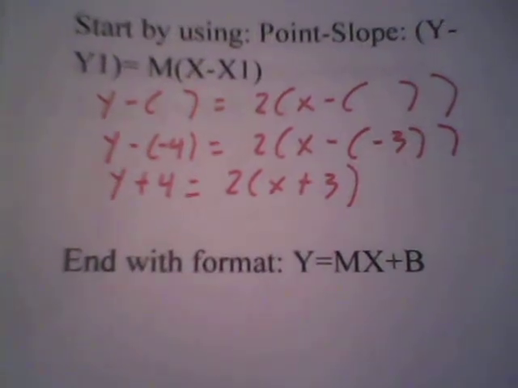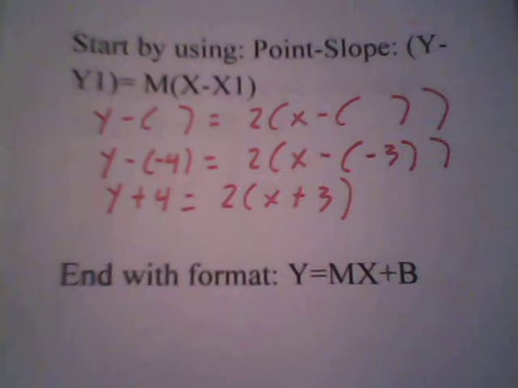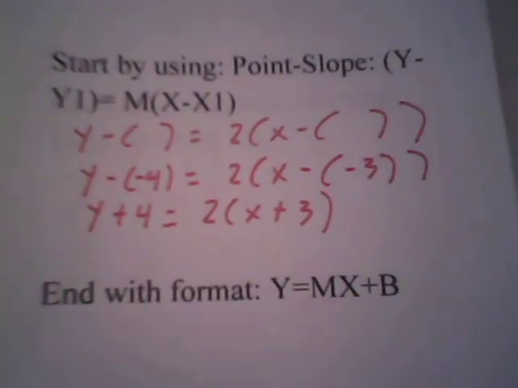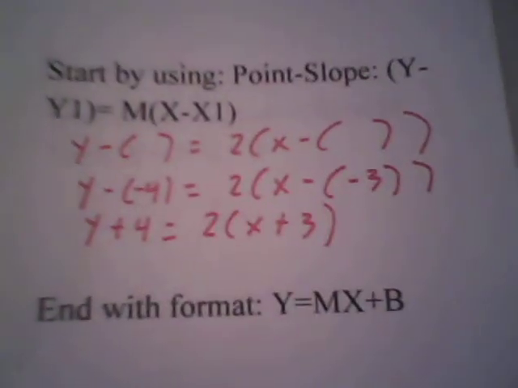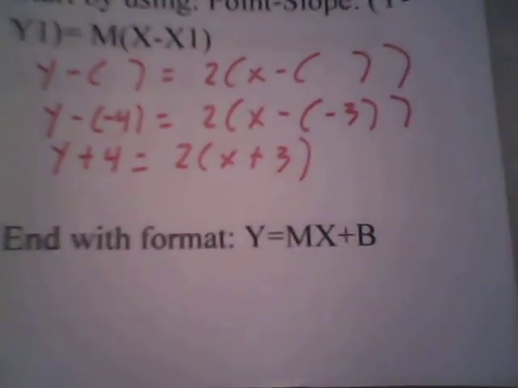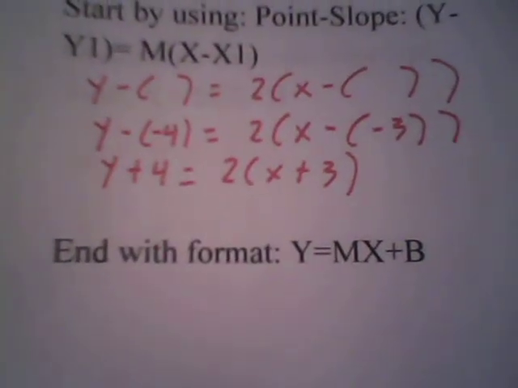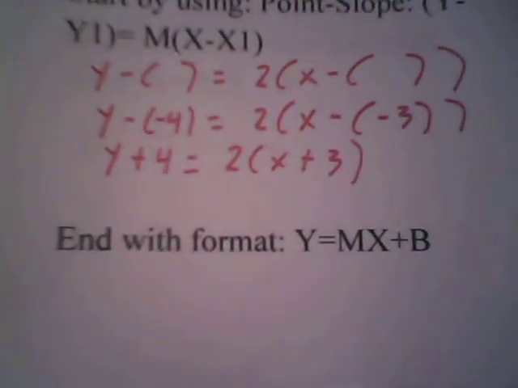The main things to remember are, if you're given 2 sets of points and that's all, you have to find the slope, and then you immediately go to point slope, and you'll end with the slope-intercept format. If you're given a point plus your slope, you immediately go to point slope form. You use that, then you go to y equals mx plus b. And if you're given your slope and your y-intercept, you can automatically go to the format y equals mx plus b.